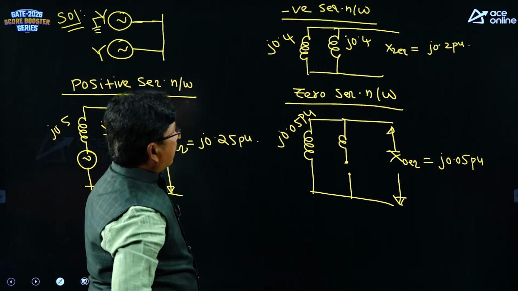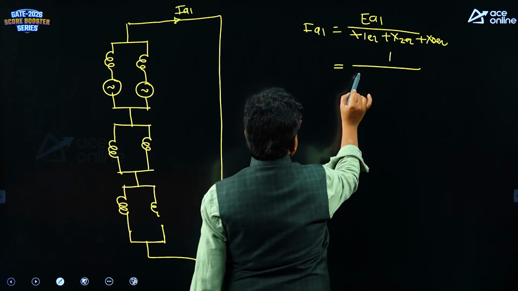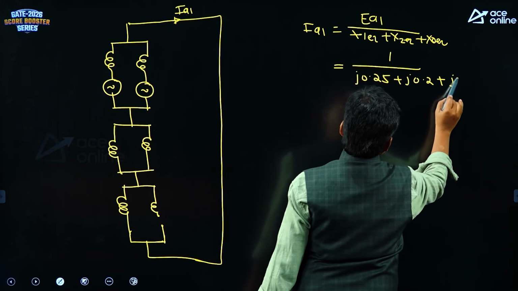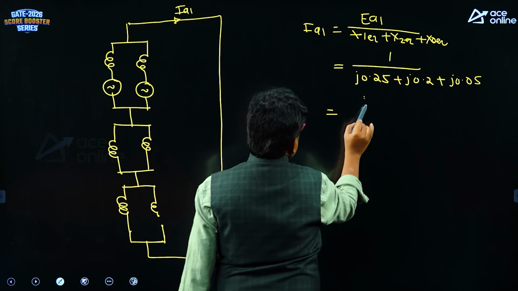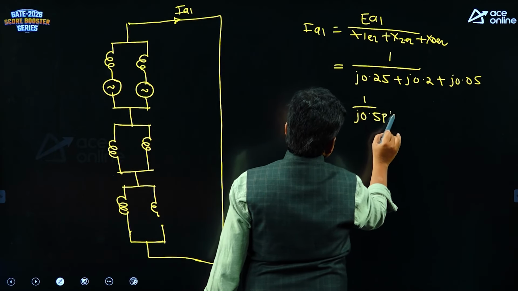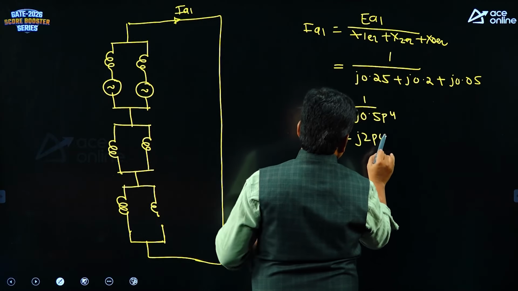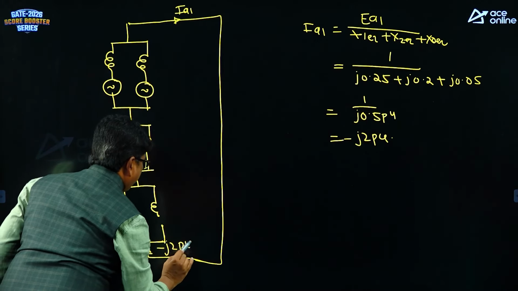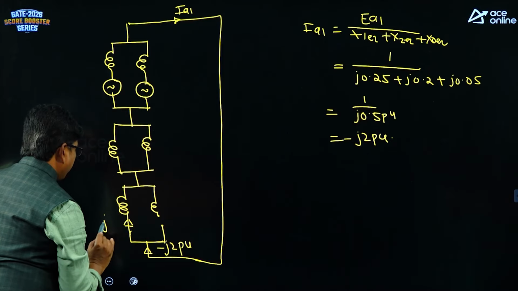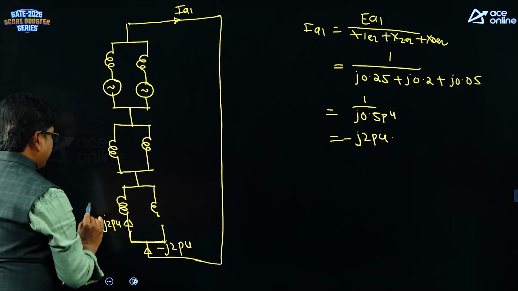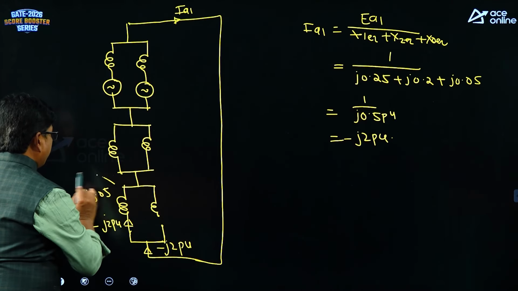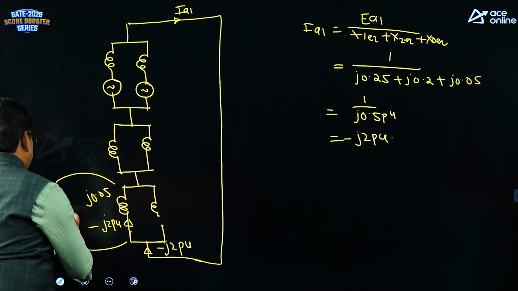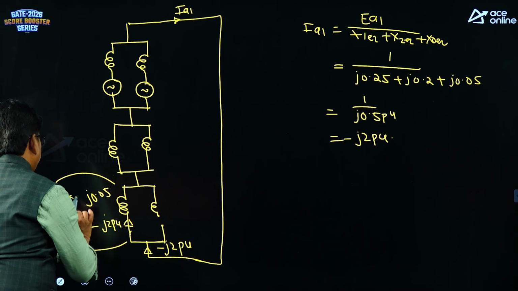X1 equivalent. What is the value of X1 equivalent? J 0.25 plus X2 equivalent is J 0.2 plus J 0.05. So it is 1 by J 0.5 per unit. It is minus J2 per unit, right. Same current will be flowing here, minus J2 per unit. And this minus J2 will flow through this path, minus J2 per unit. This reactance is J 0.05. Therefore, the voltage across this one will be V equals J 0.05 into minus J2.